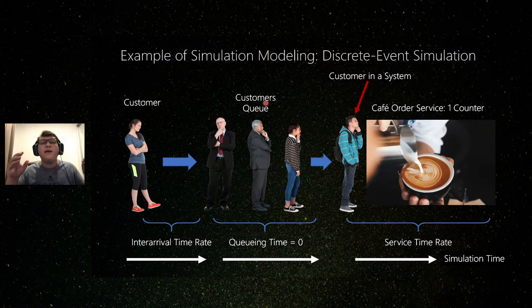So we only catch the time when the event happens. And this event, when this customer goes to this, it changes the state of this queue. And when the customer goes to this, it changes the state of this service system. So that is why they call it discrete event simulation.